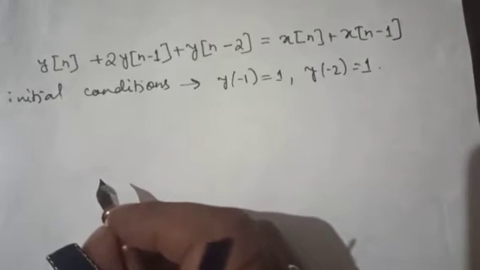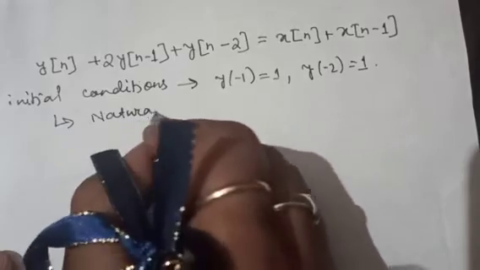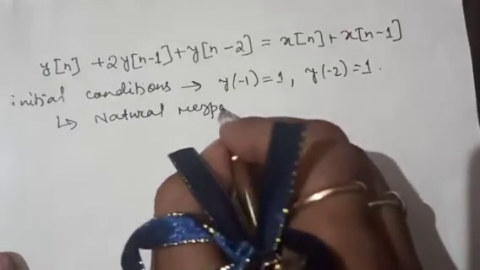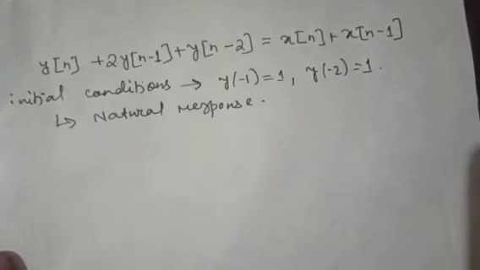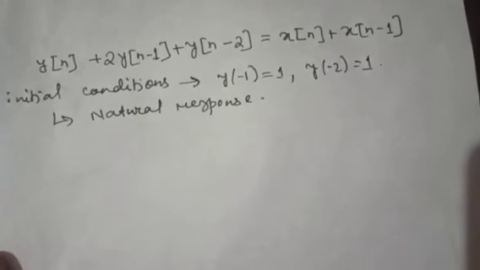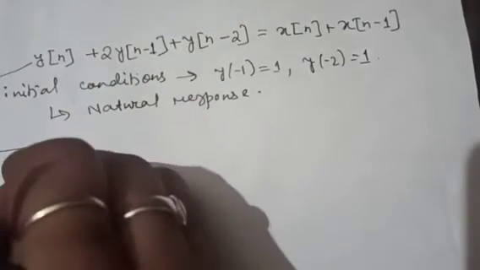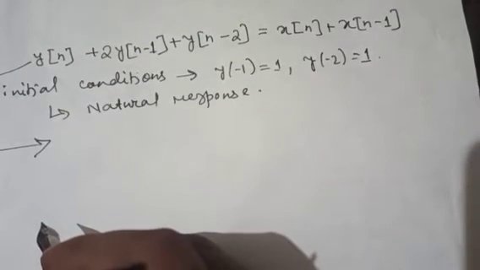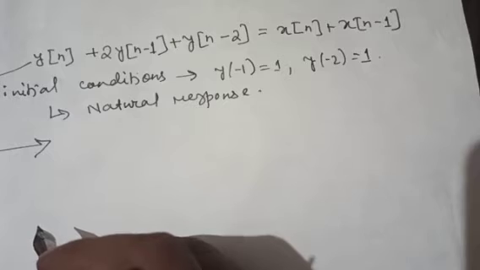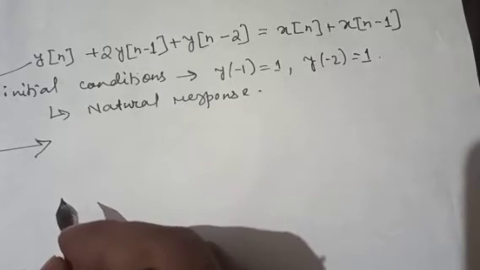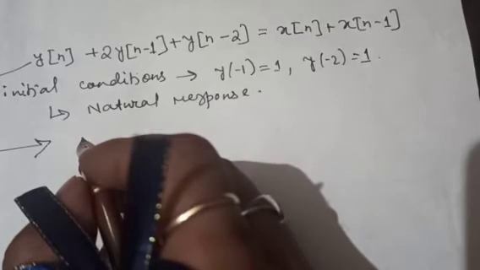Now the question is to find the natural response. That means zero input response. That means you are not giving any input; depending on the initial conditions only, what are the outputs. So from this given difference equation, the homogeneous equation can be obtained by equating the input to 0, because it is zero input response. So equating the input terms to be 0.